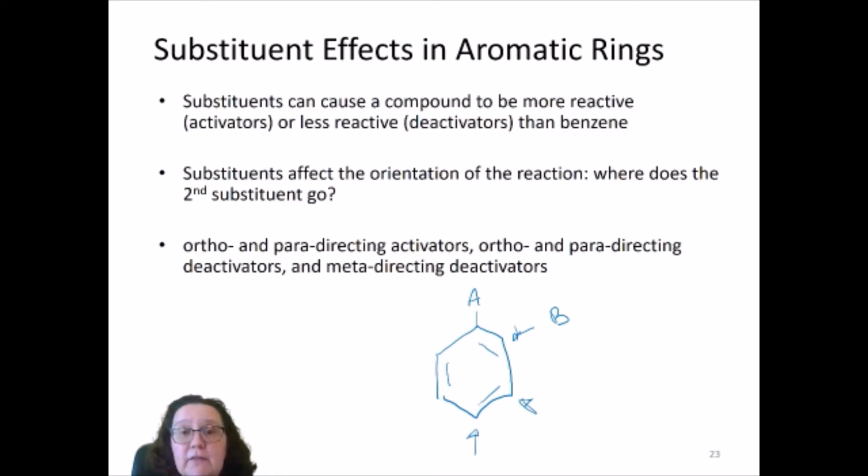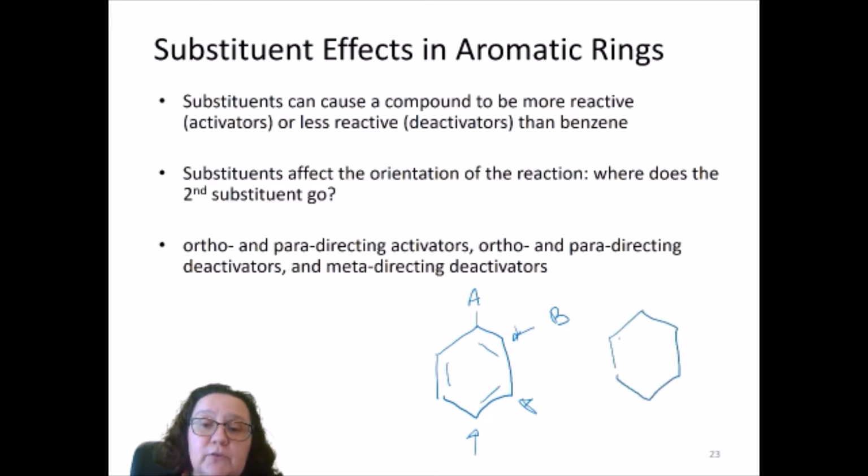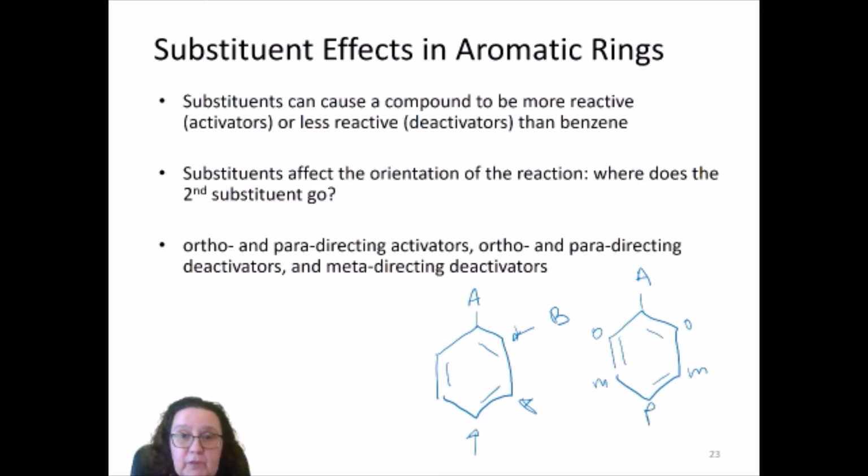And as a reminder, or as a new piece of information if you don't know, the different positions of a benzene ring are called ortho, meta, and para. So if you have a substituted benzene, this would be the ortho position, these two. This would be the meta position, two meta positions, and one para position. So where will our substituent B go?